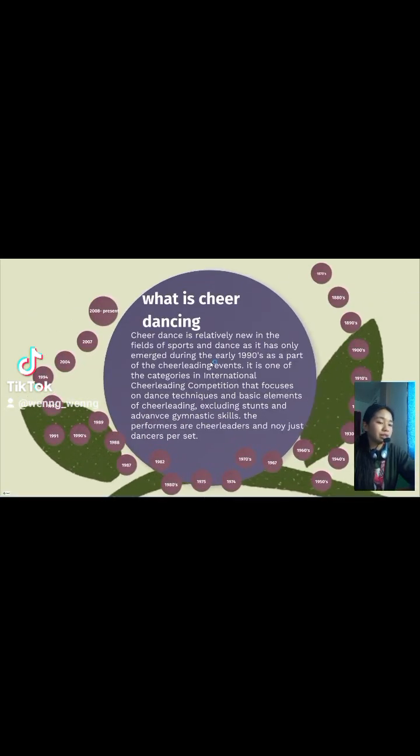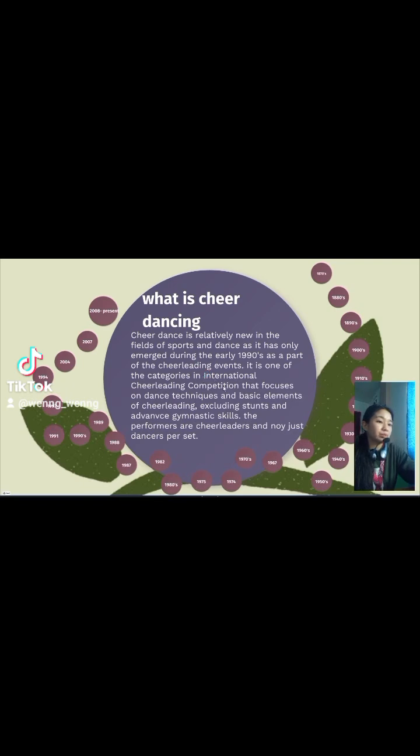So when we say cheer dance, for a short description, it is a dance that you do with a vocal cheer. Like what we did during our intrams last month. You are going to cheer with your yells, with your movements or actions. So that is your cheer dance.